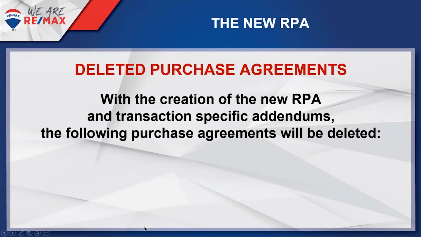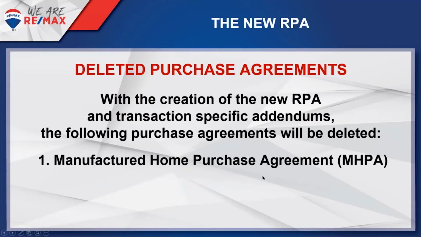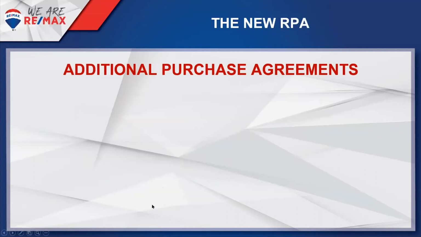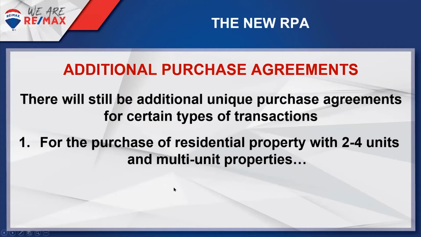Okay. Now, with the new RPA, they've deleted some purchase contracts. They deleted the manufactured purchase agreement, the MHPA. That'll be gone in a couple of weeks. And they are going to delete the probate purchase agreement because you can use the new RPA with those addenda I just referenced. And then finally, I just want to remind you, and I expanded this list to include all other purchase agreements in the CAR library. And so there are still unique purchase agreements.